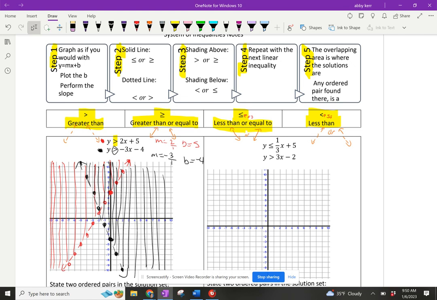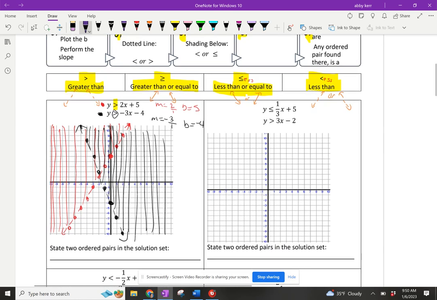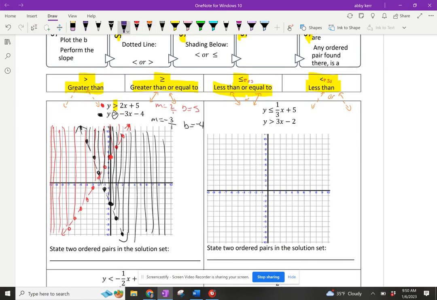The overlapping area where my red and black meet, that is the solution area. That is where the solutions are. So, like I said before break, I highly, highly recommend you do not pick a point on the line. You pick a point in the region.